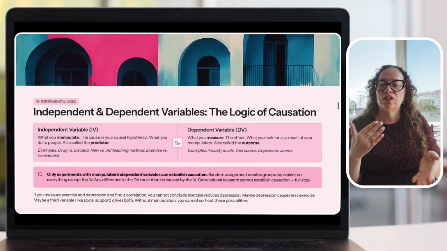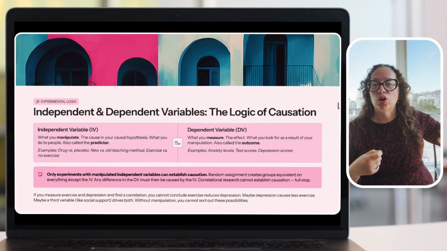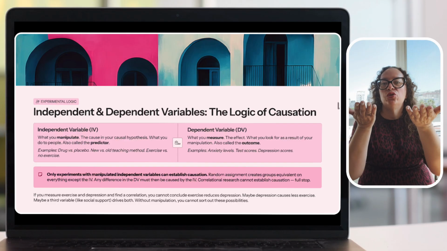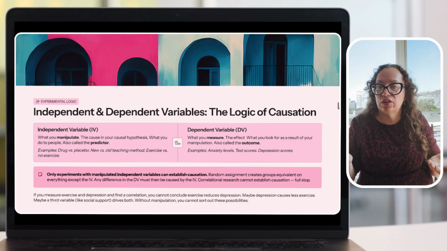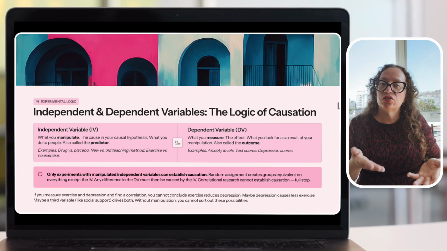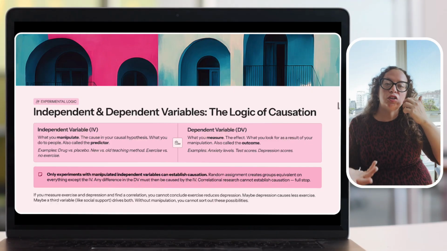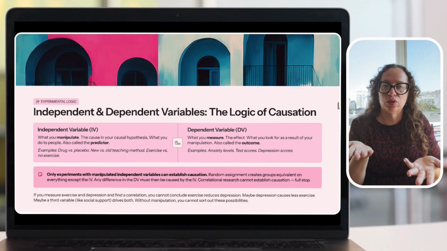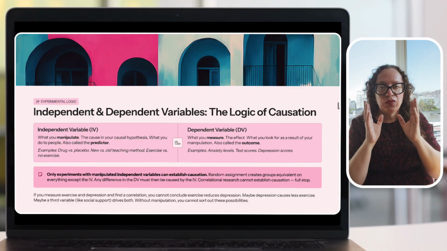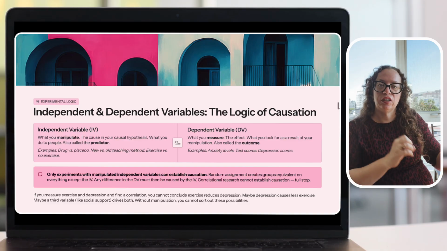So when you find a difference in the dependent variable, when the drug group has less anxiety, you can conclude the drug caused it. What else could it be? The groups were equivalent on everything else. The only systematic difference, hopefully, was the drug. So this is the logic of causal inference. Manipulate one thing, hold everything else equal, observe the effect. So the manipulation must have caused any difference you find.